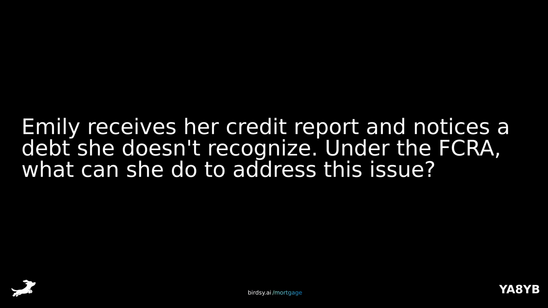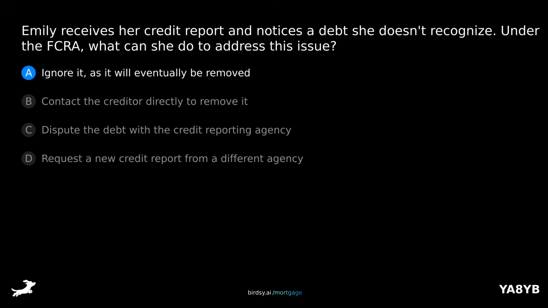Emily receives her credit report and notices a debt she doesn't recognize. Under the FCRA, what can she do to address this issue? Is it A, ignore it, as it will eventually be removed? B, contact the creditor directly to remove it? C, dispute the debt with the credit reporting agency? Or D, request a new credit report from a different agency?